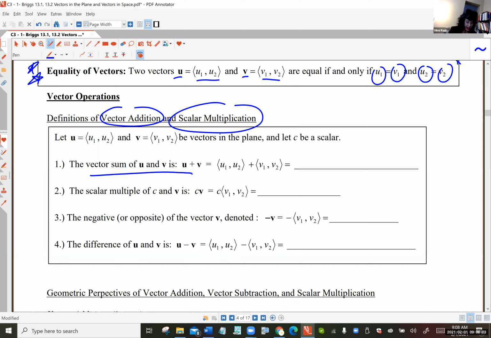So what if somebody said, hey, I got U and V, those are the two vectors, U and V, they're given to me. And somebody says, hey, add them together. Okay, it's very simple. You are going to form what's called the resultant vector.